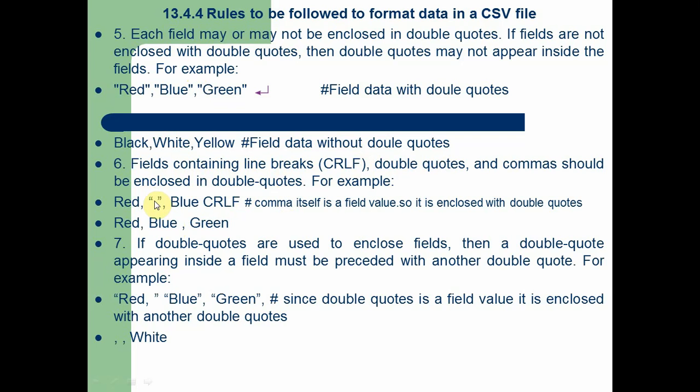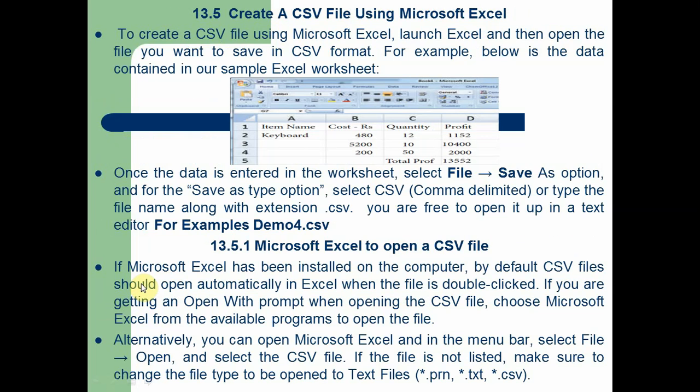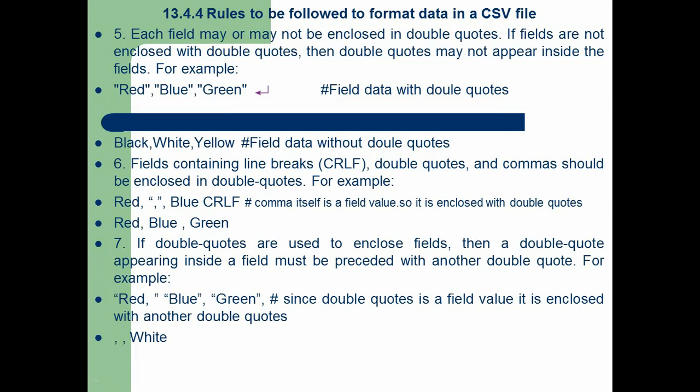This is the rule. So next one is the seventh point. If double quotes are used to enclose fields, then a double quote appearing inside a field must be preceded with another double quote. So just understand, if any double quoted data is used in any field, then that double quoted data should be enclosed with additional double quotes. So these are the simple 7 rules of using fields and records in CSV files.